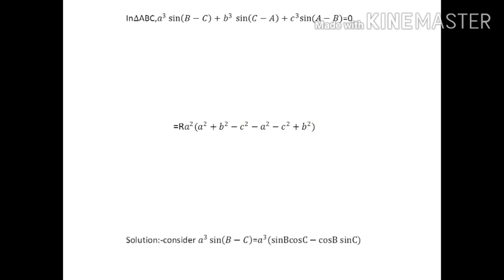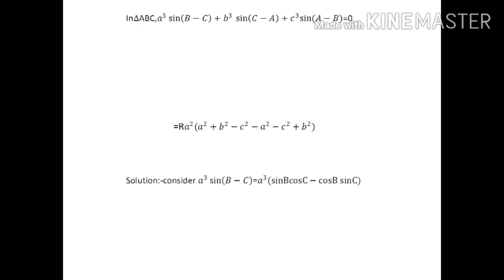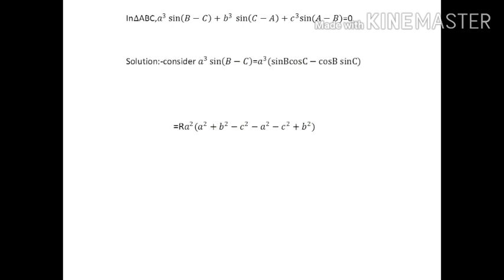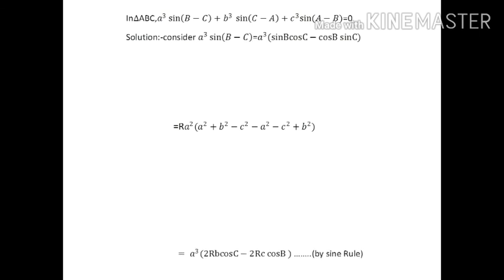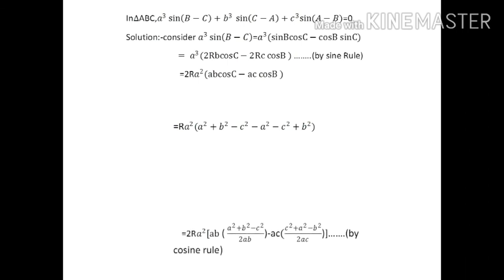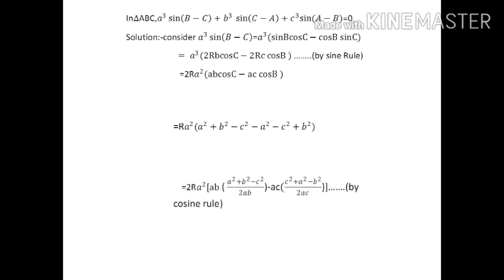Next example, in triangle ABC prove that a cube sin(B minus C) plus b cube sin(C minus A) plus c cube sin(A minus B) is equal to 0. Consider LHS here again. a cube sin(B minus C) is equal to a cube (sin B cos C minus cos B sin C). Putting the value of sin B as b/2R and sin C as c/2R, here we use the sine rule.